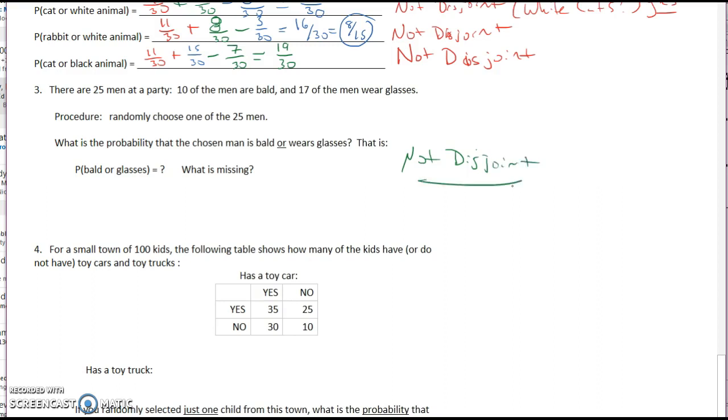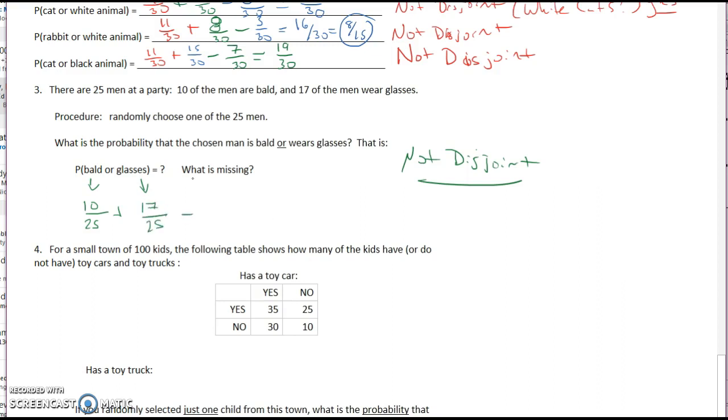And why is that? Because there are men that are bald, right? A lot of bald men, or I'm sorry, there are bald men who wear glasses. There are a lot of bald men who wear glasses, so this is not disjoint. So let's do the probability of getting a bald man, which is 10 out of 25, right? And then the probability of getting a man who wears glasses, which is 17 out of 25.